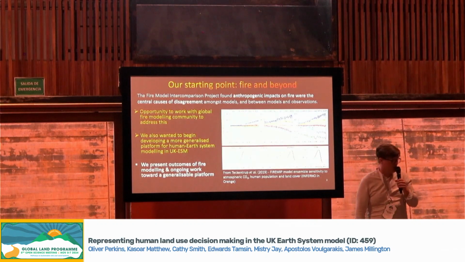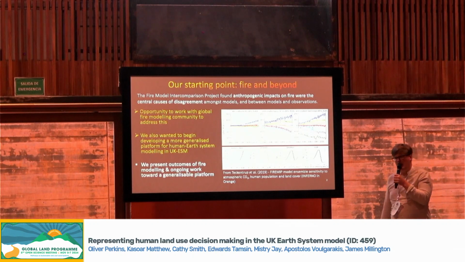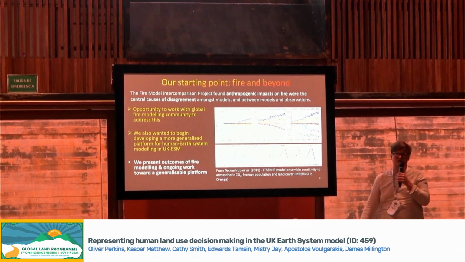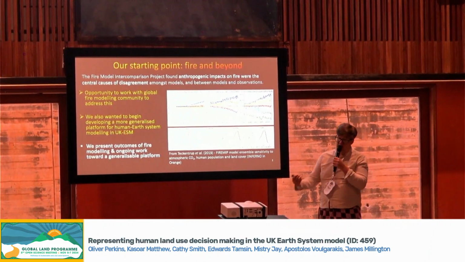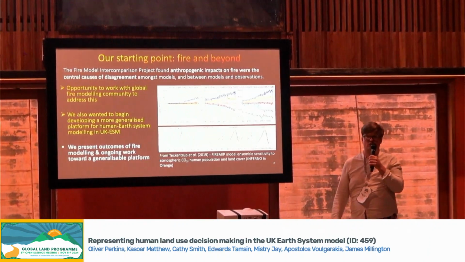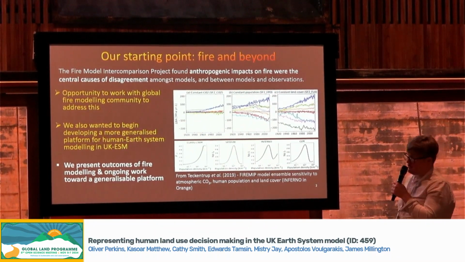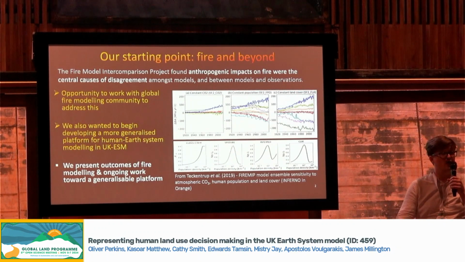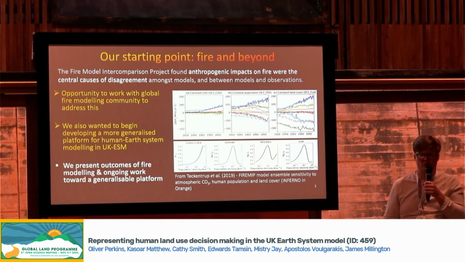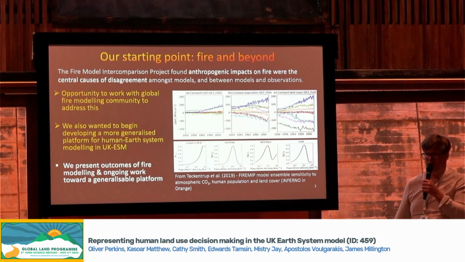So this work began after the first fire model intercomparison project, which is part of ISIMIP, the Inter-Sectoral Impact Model Intercomparison Project, if you know that. And basically the findings that came out of that led the physicists to ask for our help. So basically what they found was that lack of representation of human dimensions of fire were a big limitation in the models. So both between the models themselves and between models and observations.